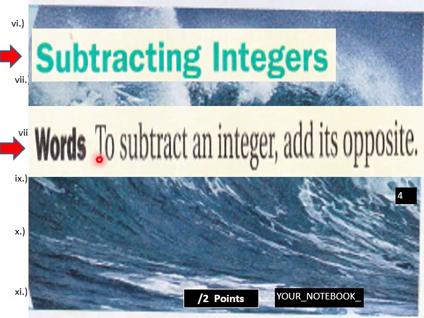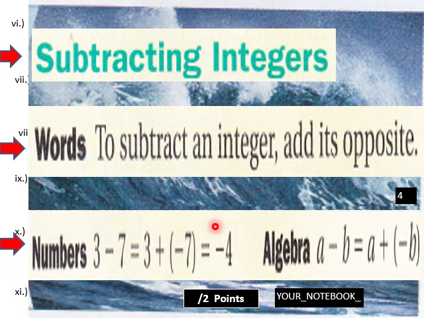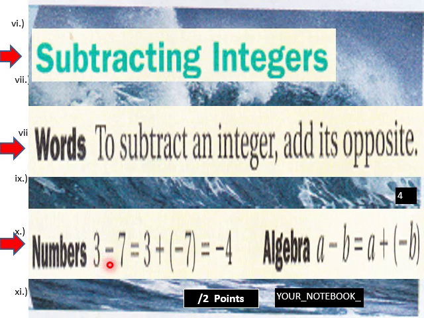Subtracting integers. Words. To subtract, this goes in your notebook. To subtract an integer, add its opposite. So 3 minus 7 would be the same thing as 3 plus a negative 7, which would equal negative 4. And then the algebra will be a minus b equals a plus a negative b. So again, we turn this into an addition problem.